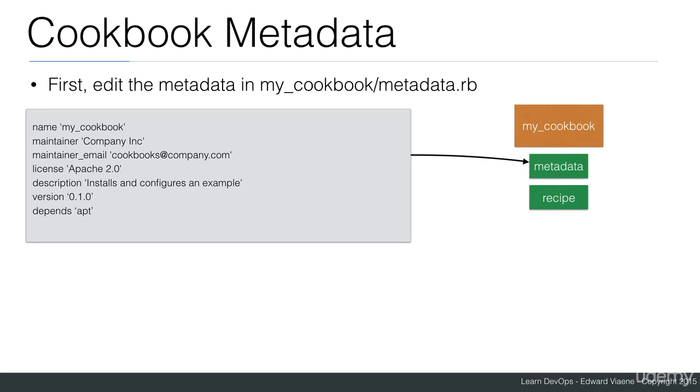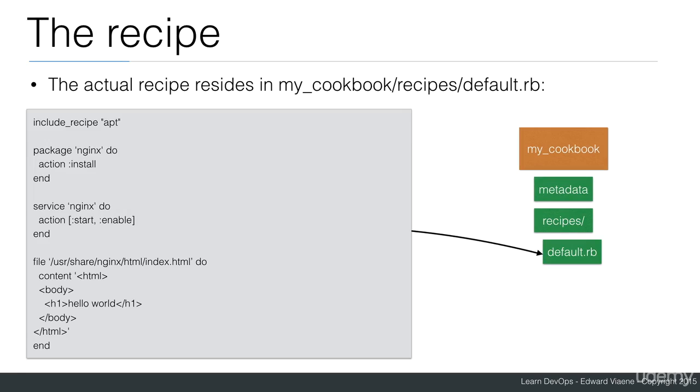First, you can edit the metadata in my_cookbook/metadata.rb, because you need to edit your name, email, the cookbook description, the version, and the license information.